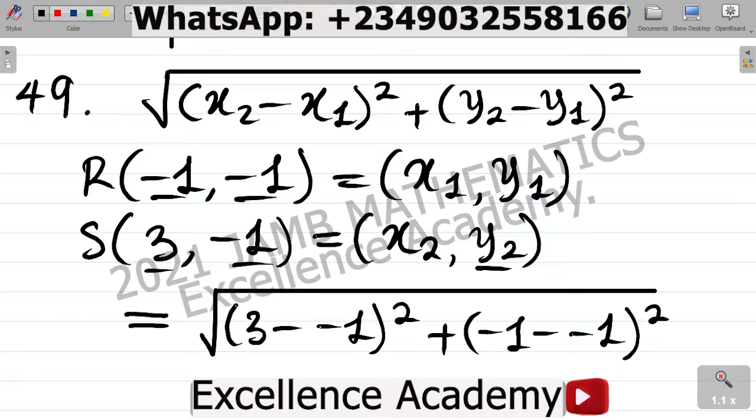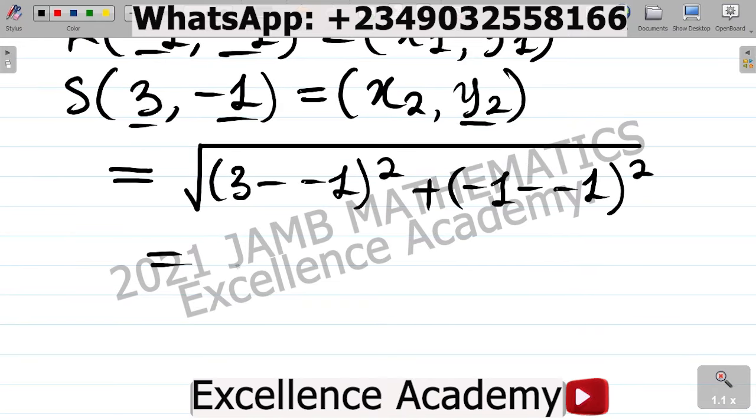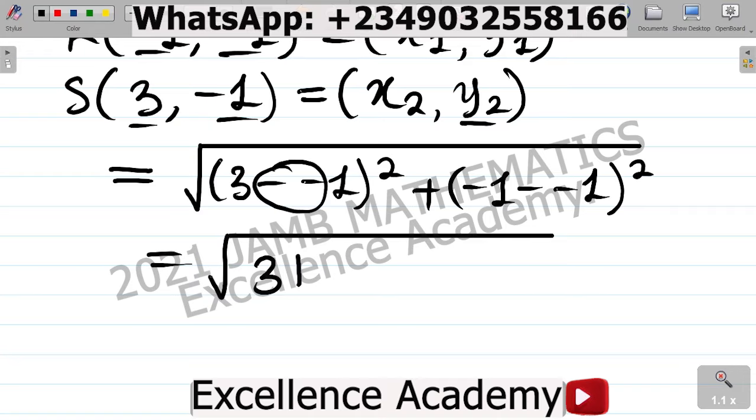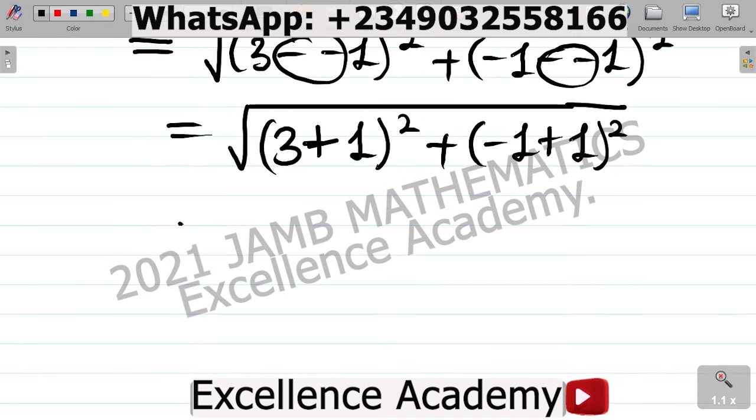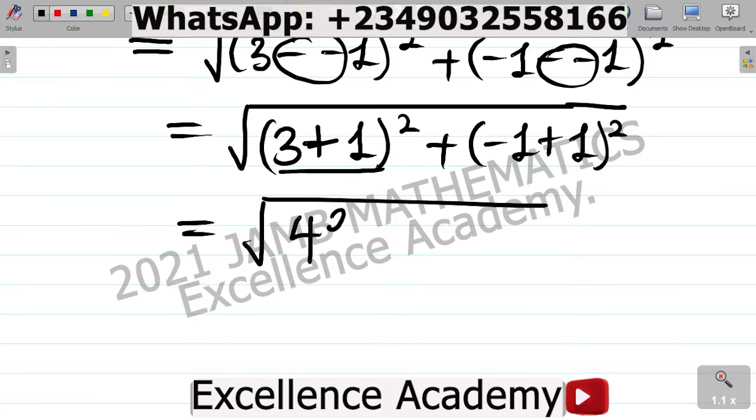All right. Working on this, what do we have here? This will be equal to the square root of 3 minus -1, which is +1, so 4, all squared, plus -1 minus -1, which is +1, all squared. Proceeding with this, this is equal to the square root of 3 plus 1 gives you 4 all squared, plus -1 plus 1 gives you 0, and that becomes 0 squared.